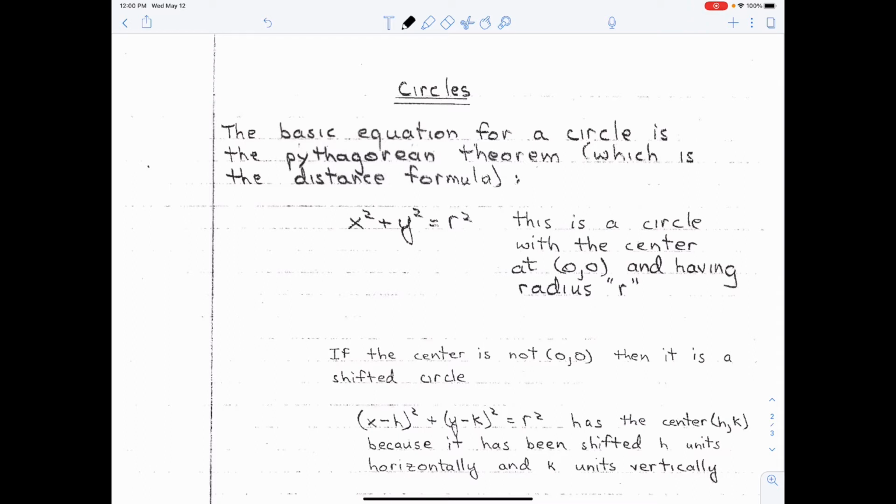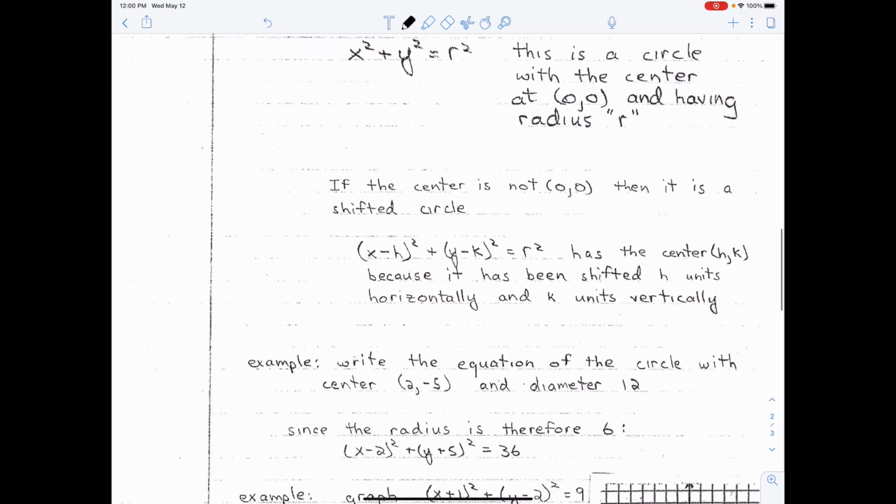And then if the center is not 0, 0, it's just shifted in the x and y direction. So how is it here?